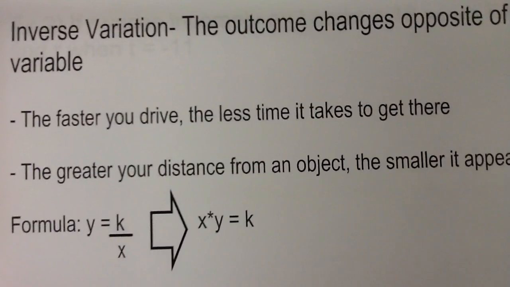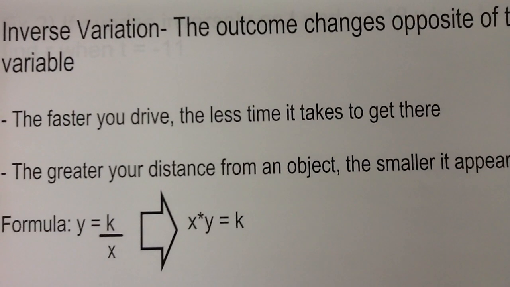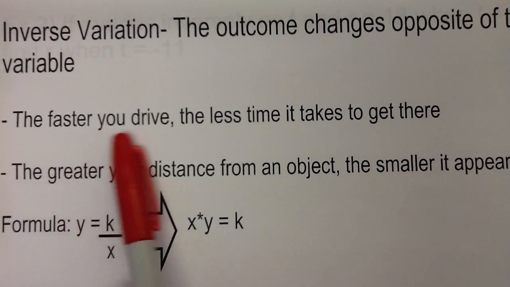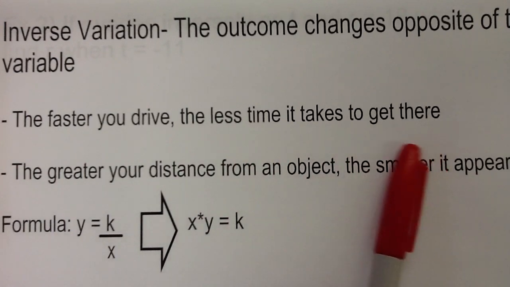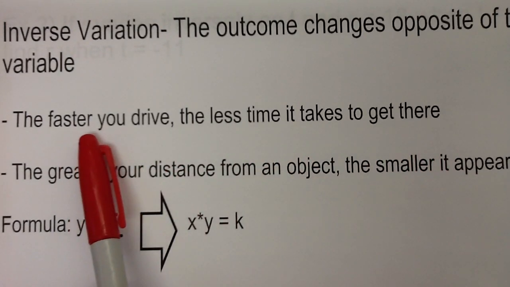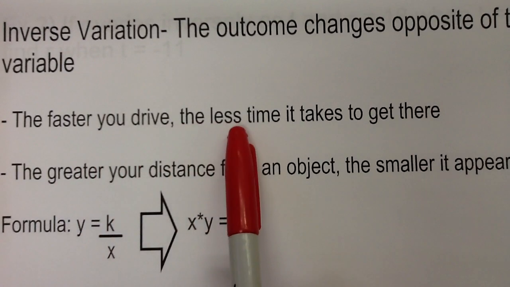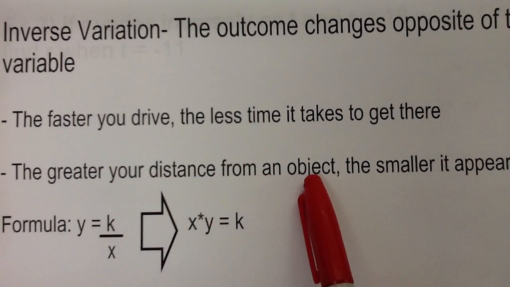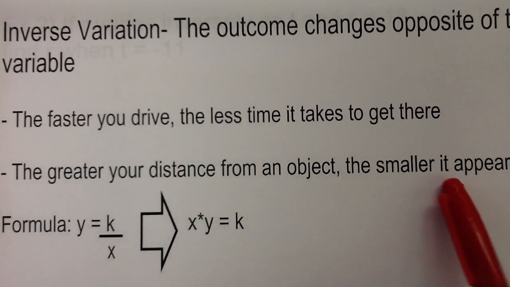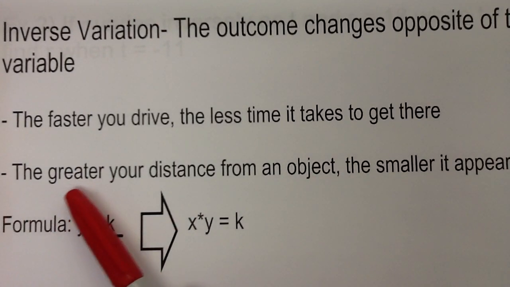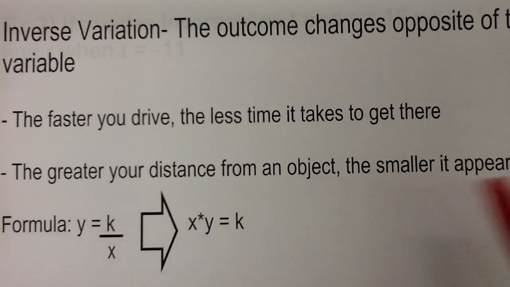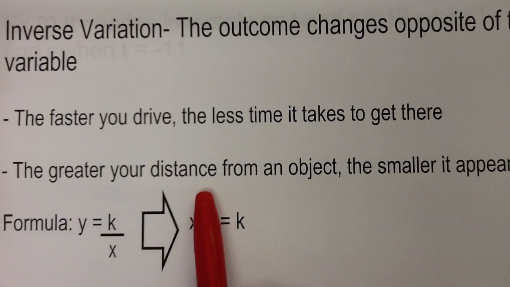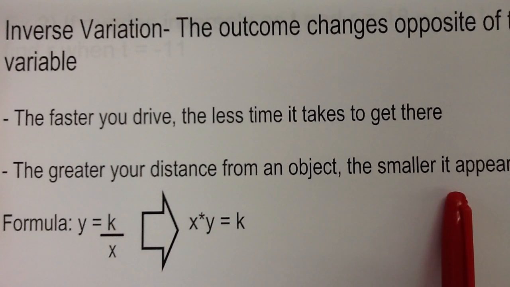Next type is inverse variation. In inverse variation, the outcome changes the opposite of what you put into it. So a couple examples: the faster you drive, the less time it takes to get there. If you change this, the slower you drive, then the more time it would take to get somewhere. Or the greater your distance from an object, the smaller it appears. Okay. If you change that to less, the shorter your distance from an object, then the bigger it would appear. So whatever you do has the opposite effect on the outcome.